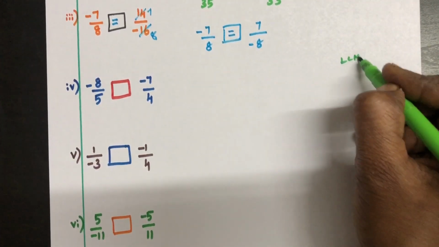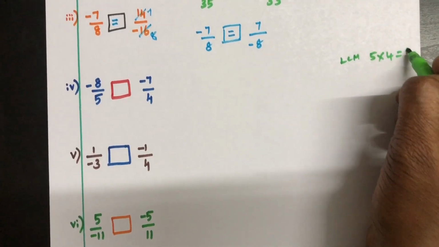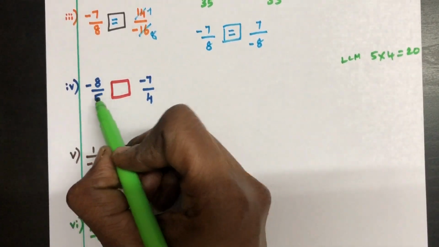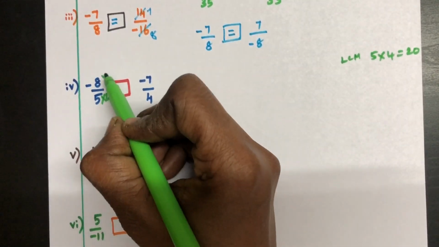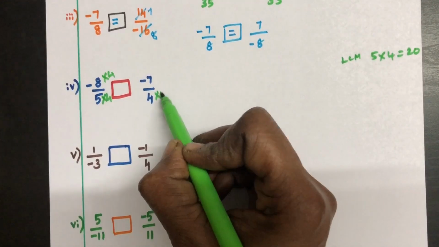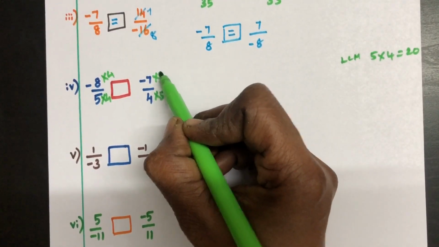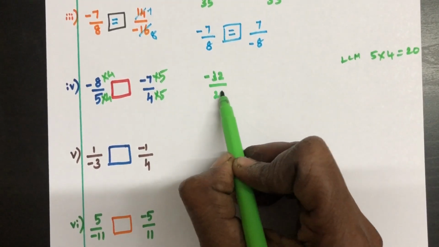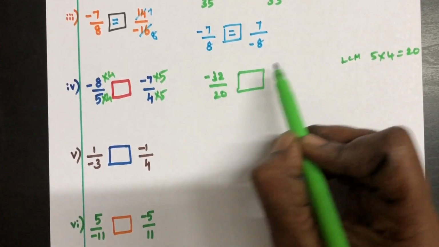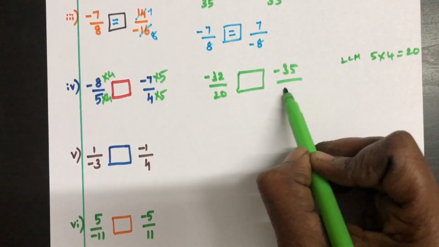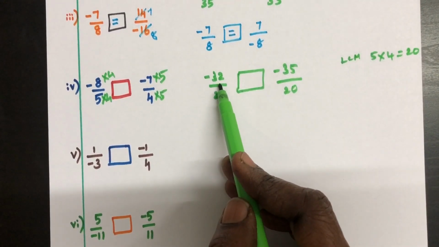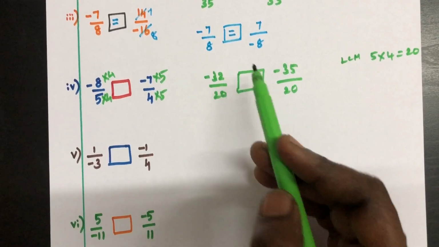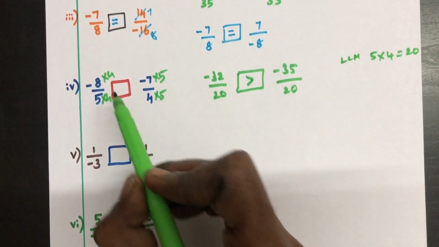Next sum, minus 8 by 5 and minus 7 by 4. LCM is 5 into 4, which is equal to 20. So we will make our denominator 20. For that, multiply it with 4 here and here. Here multiply it with 5. Then only the denominator becomes 20. So this is minus 32 by 20 compared with minus 35 by 20. So on the negative side, minus 32 is the bigger number, right? So this is greater than this one.